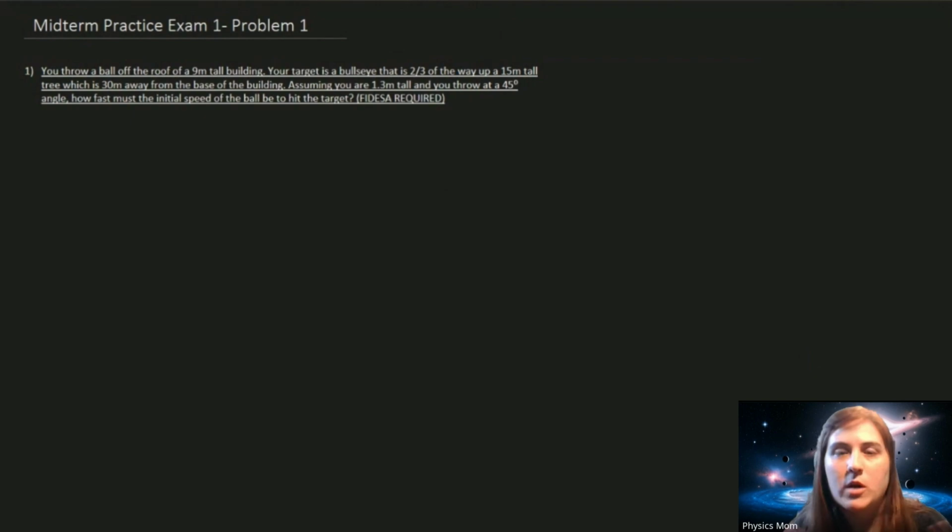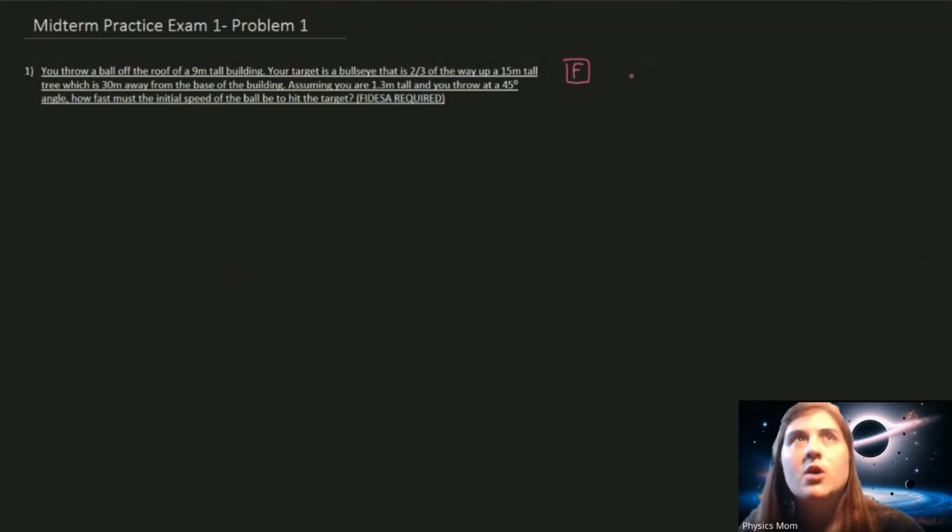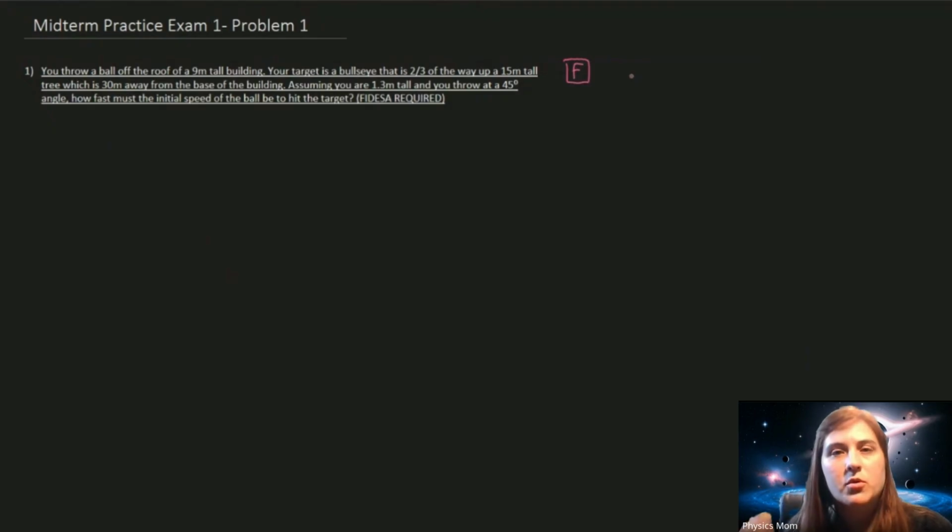So if FIDESA is required, we're going to use our 6-step problem-solving method for this. This is a really good example of projectile motion. So my F, or find, for FIDESA: what is it that I'm looking for with respect to the variable or the letter in an equation? The initial speed of the ball is going to be my initial velocity. So v initial, that's the thing I'm looking for.